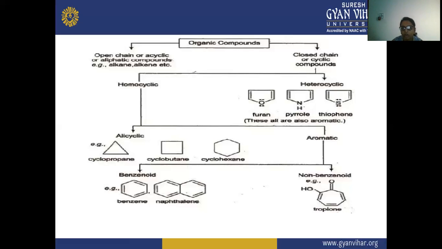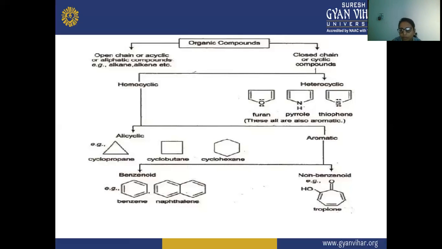So the open chain or acyclic or aliphatic compounds, that is why they are known as aliphatic compounds. Second is the closed chain or cyclic compound, means they are containing the closed chain or the cyclic ring. The compounds that contain the cycle are known as your closed chain or cyclic compound. The compounds that are containing the open chain are known as aliphatic compounds or the open chain compounds.